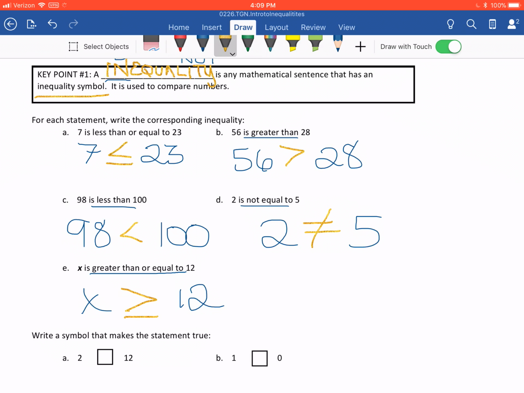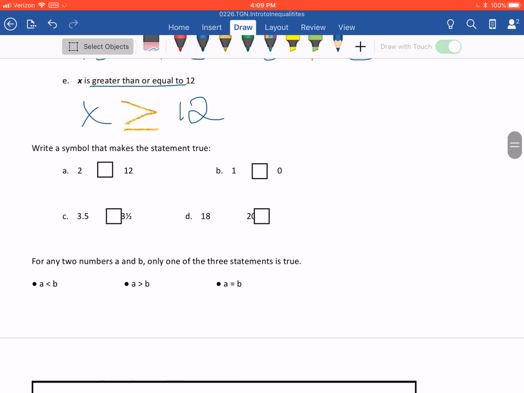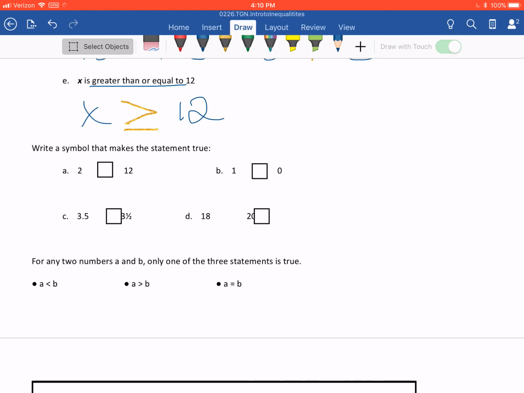Let's take a look at our next task. Write the symbol that makes the statement true. So here it's already given us the numbers, and it just wants us to write the symbol that makes it true. You may notice my boxes here are a little wonky, but yours are not. So go ahead and just ignore them here. Do them on your own notes.